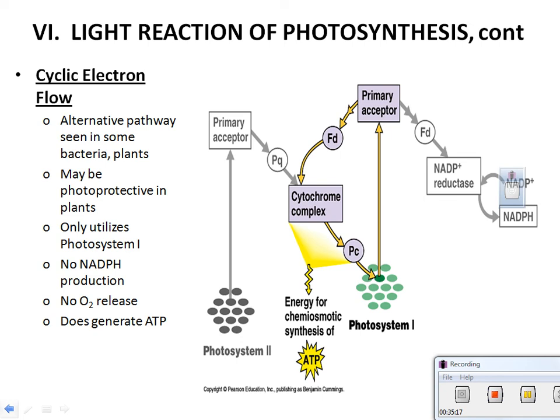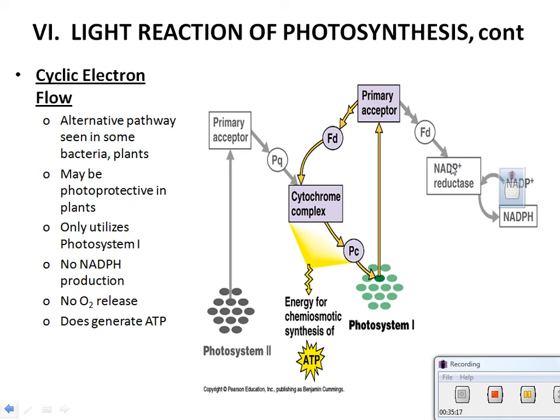Once the electron gets past FD, we've got our special enzyme. There it is listed there. You can see it, NADP plus reductase. That then helps to take the electrons, join them with some hydrogens to form NADPH.